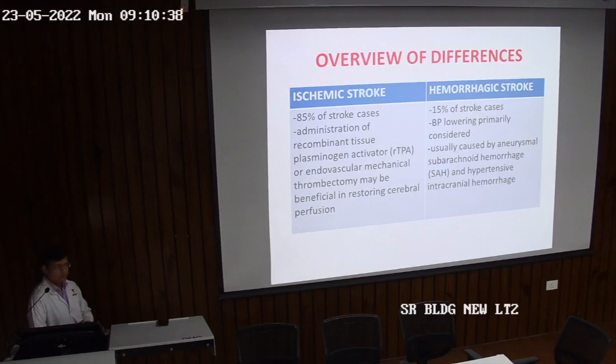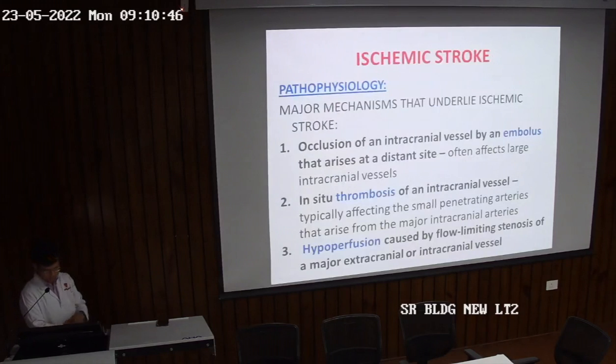So most patients of stroke or cerebrovascular accident may be grouped into either ischemic stroke or hemorrhagic stroke. Now we will discuss first the ischemic stroke, then the hemorrhagic stroke. If we go to the pathophysiology, how does the ischemic stroke occur? There are three major mechanisms through which the ischemic stroke can occur.